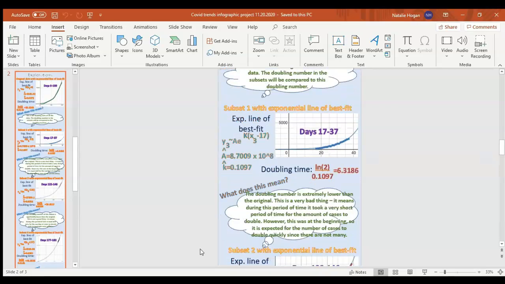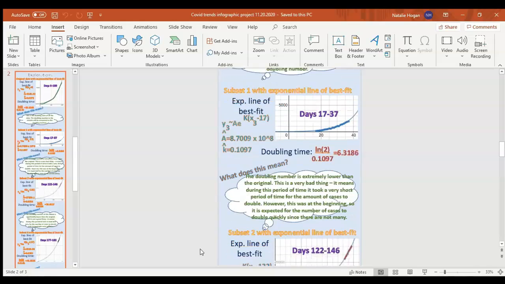So here's the first subset, 7 days from day 17 to day 37. And what did you find there? Because it was the very beginning and there were not many cases, they could double very quickly. So the doubling time during the first two to five weeks was about 6 days, which is very quick. But again, there were not very many cases, so going from 3 to 6 is a doubling. Versus later, when it takes a lot more time to go from 20,000 to 40,000.